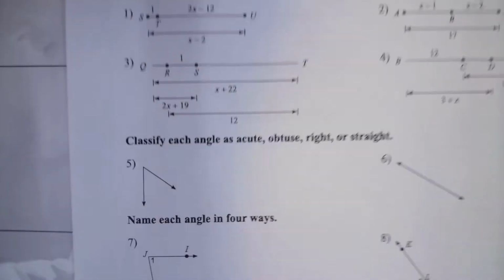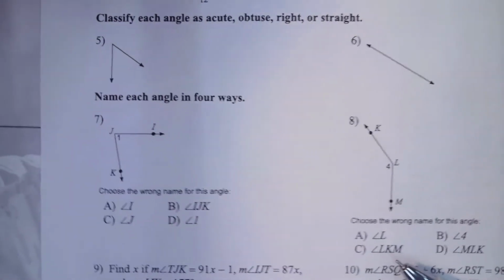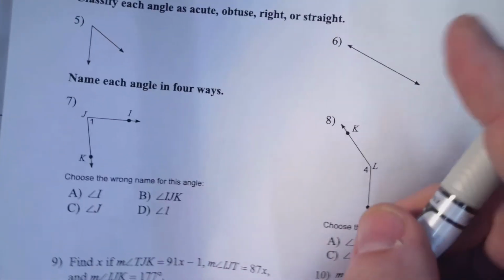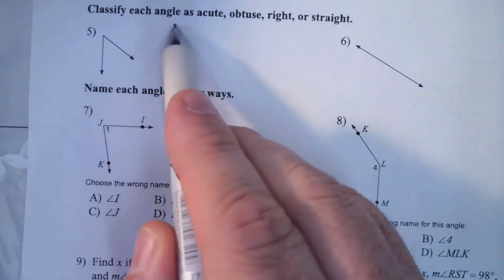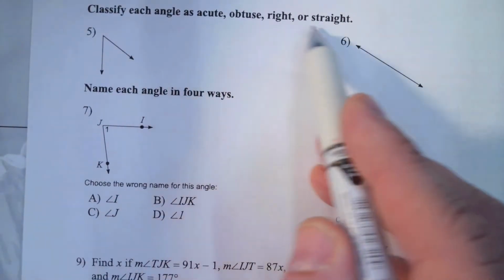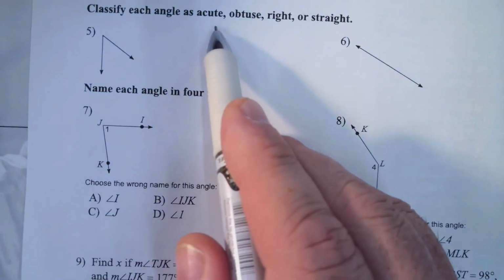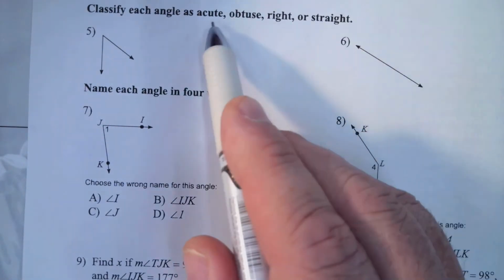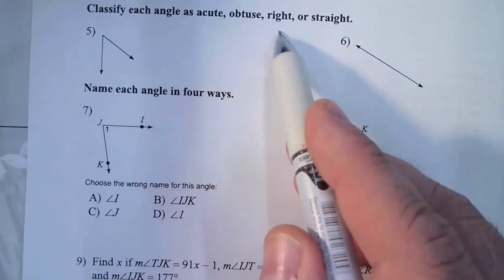Okay, this is chapter 1 review. I want to go over the easy stuff so you don't mess it up. Classify each angle as acute, obtuse, right, and straight. This is multiple choice, right? You don't write A, B, C, or D. You have to write a word.